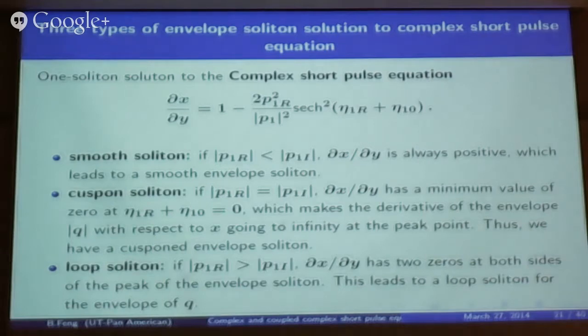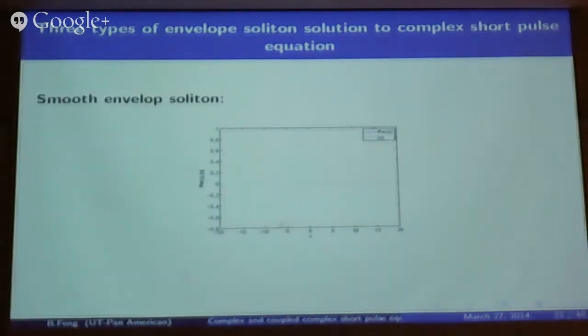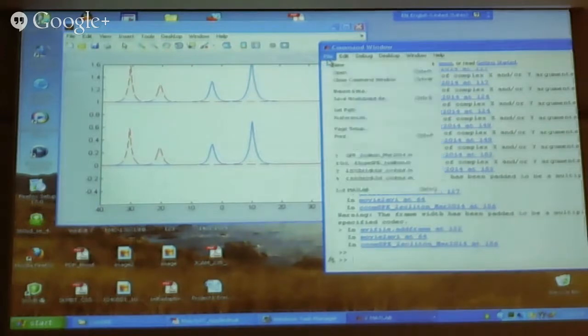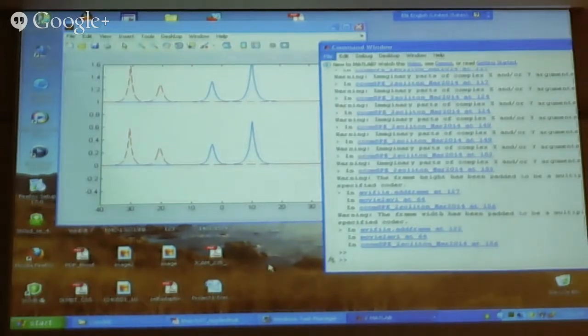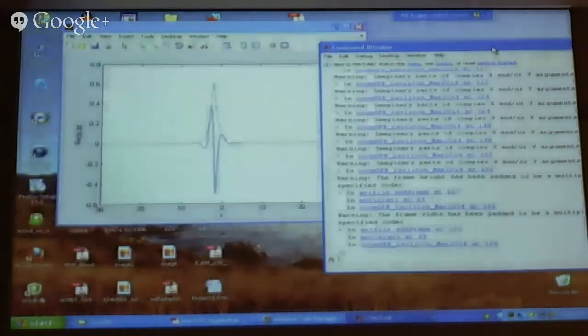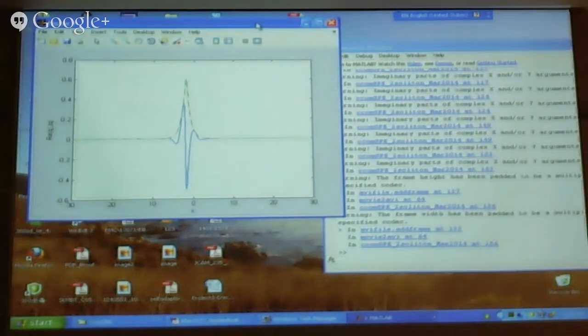Okay, maybe I can quickly, this is not clear, but I can go to one of my MATLAB programs, and maybe, yes. So this is an example of the smooth soliton. And here I plot two graphs. One is the blue line, which is the complex-valued function. But I'm also using the dashed line to represent the envelope because I take the absolute value.